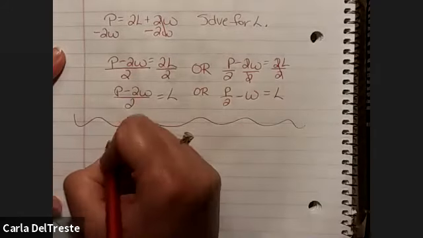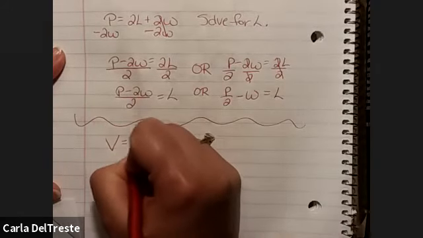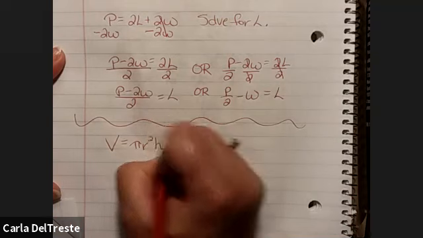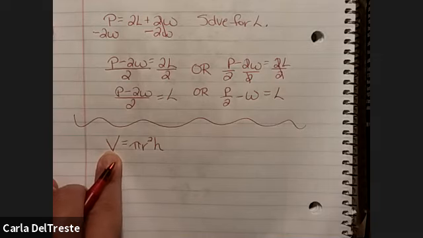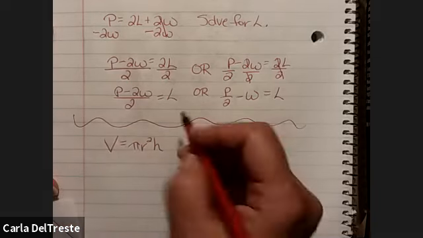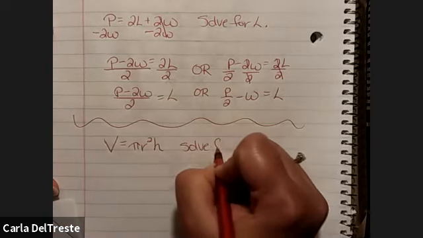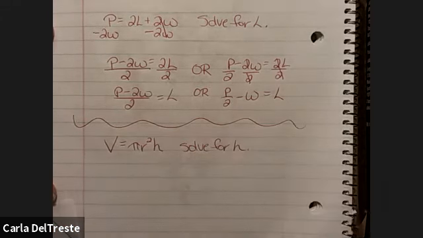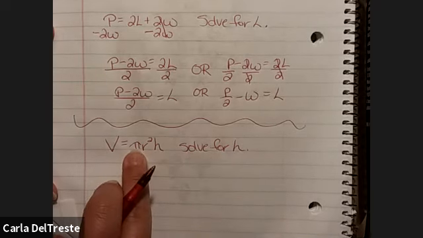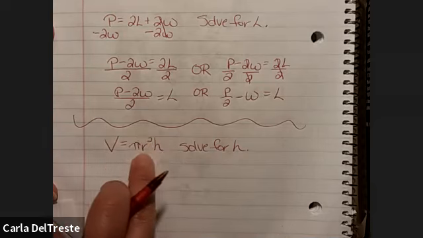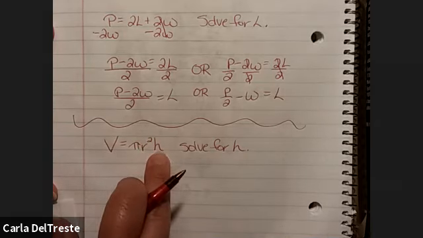Next example, volume. This happens to be the formula for volume of a cylinder. Again, I don't expect you to know that. But what if you already knew the volume of the cylinder or the can that you had, and you were being asked to solve for H? That means get H by itself. What's connected to the H? This whole chunk, pi r squared, is being multiplied by H.